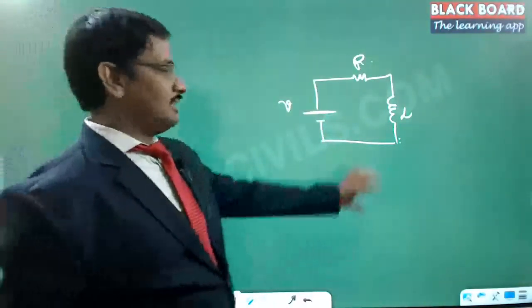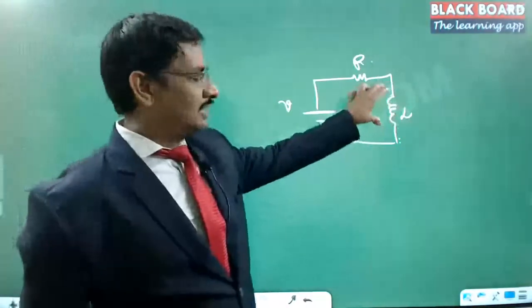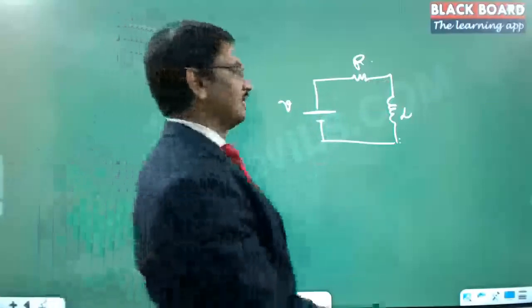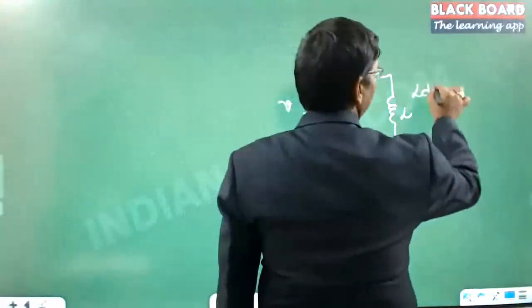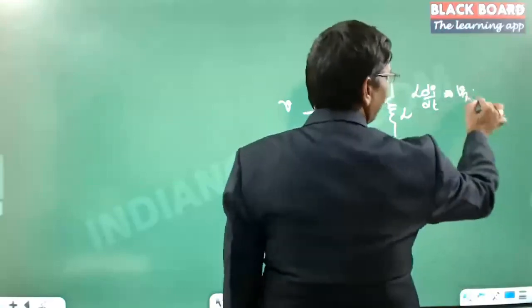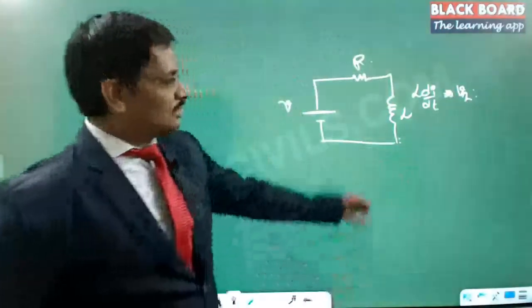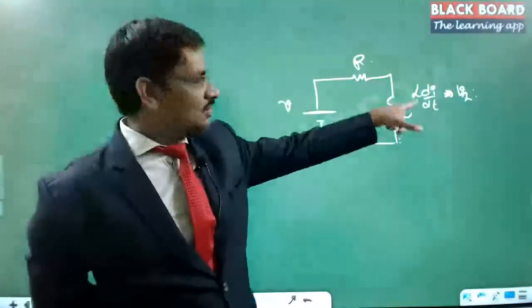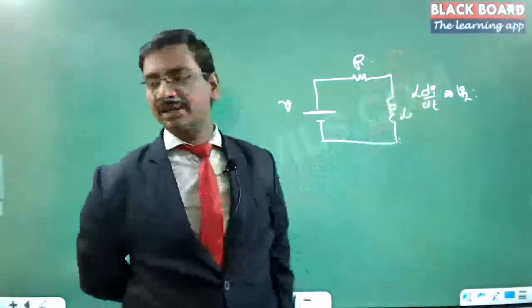Now, as per Lenz's law, the voltage across any inductor is always L di by dt. So the rate of change of current flowing in the inductor will decide how much the voltage drop across it is. The value is going to be practically equal to L di by dt.